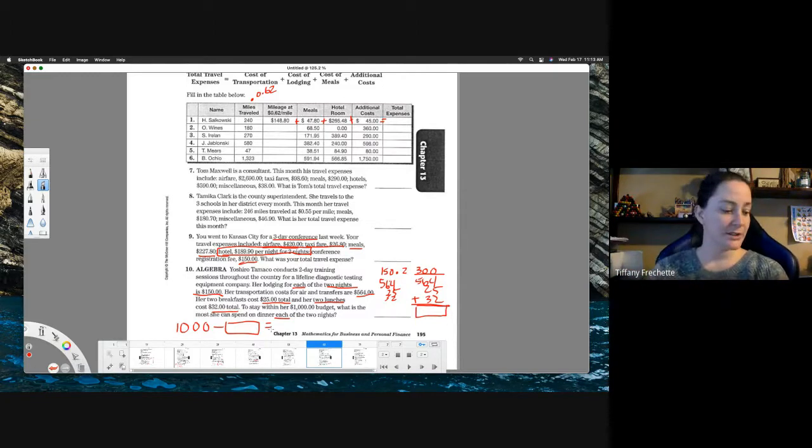So this one, I didn't set it up as a formula. I just did it in pieces. How much has she spent? How much does she have left over from the 1,000? So she can spend this much on each dinner.